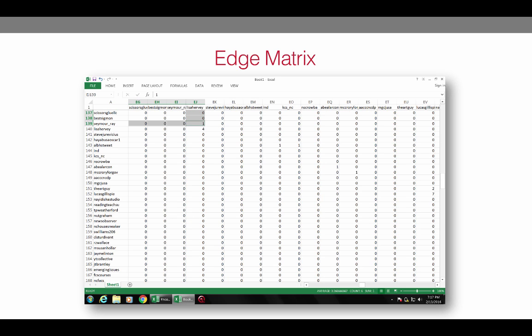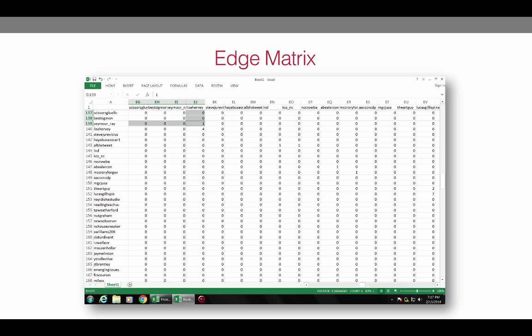An undirected network would be something like Facebook, where you are friends with someone, but you can't be friends with them without them accepting your friendship and being friends with you. So that's a directed versus an undirected network, and that's going to come into play later when we're doing some of the tutorials. So we can store this as an edge matrix.